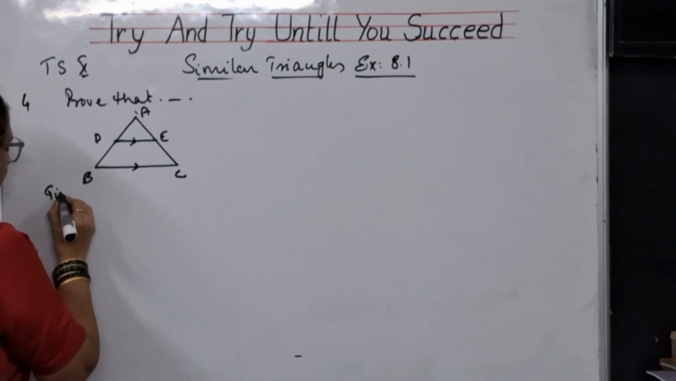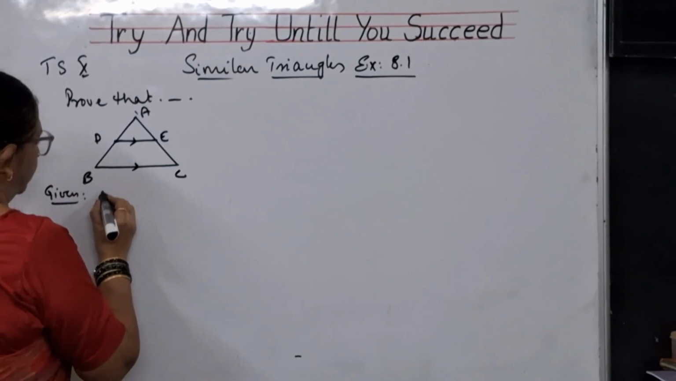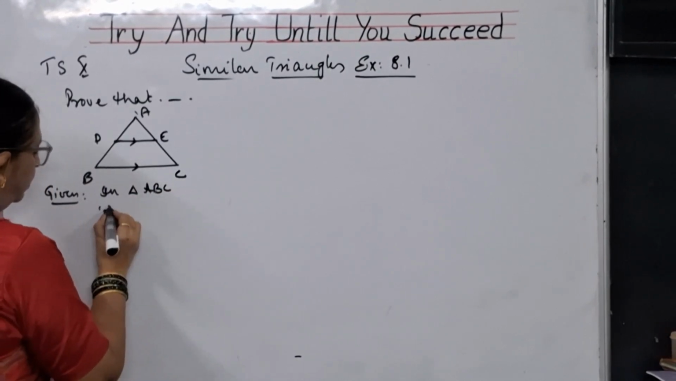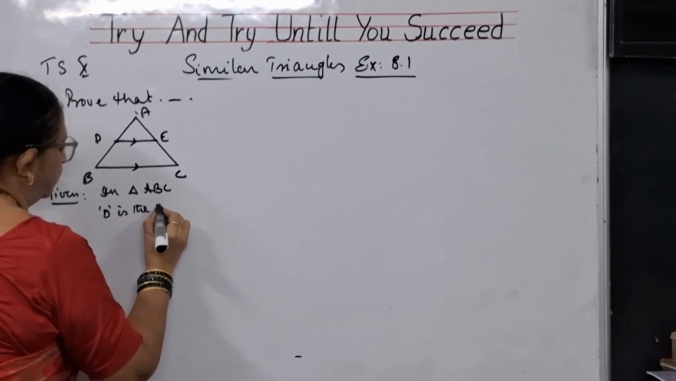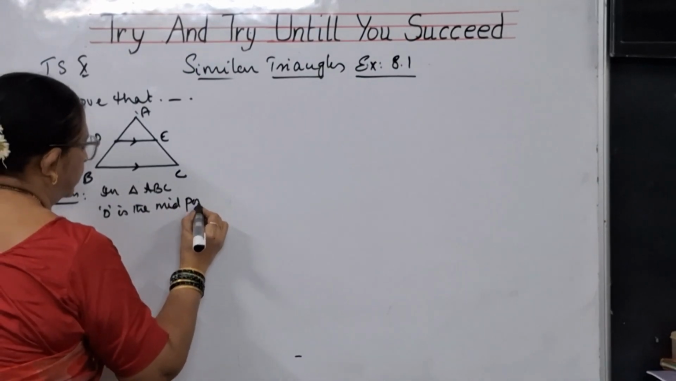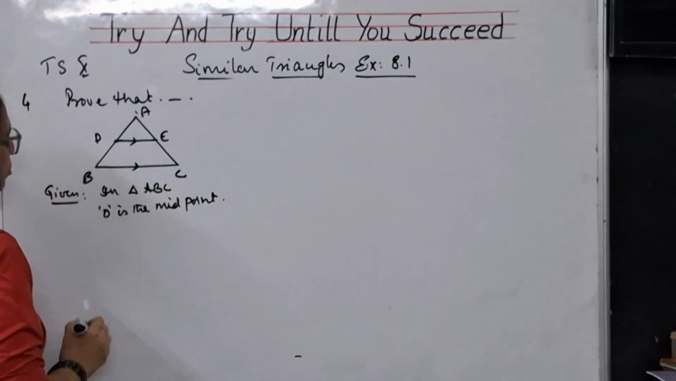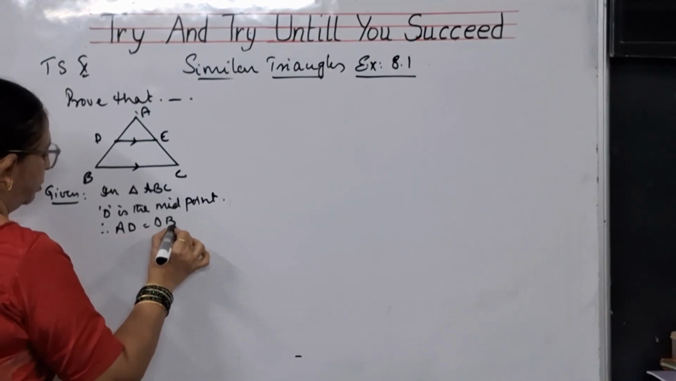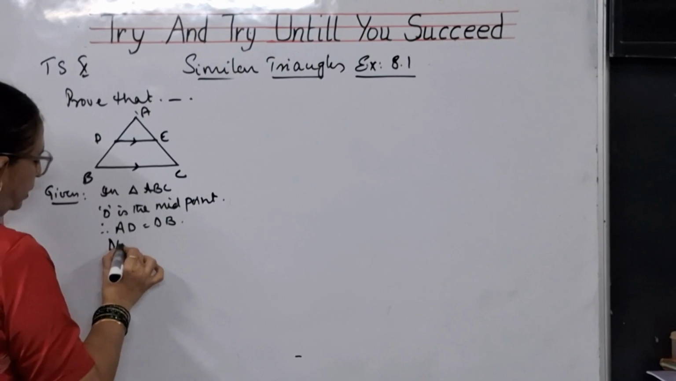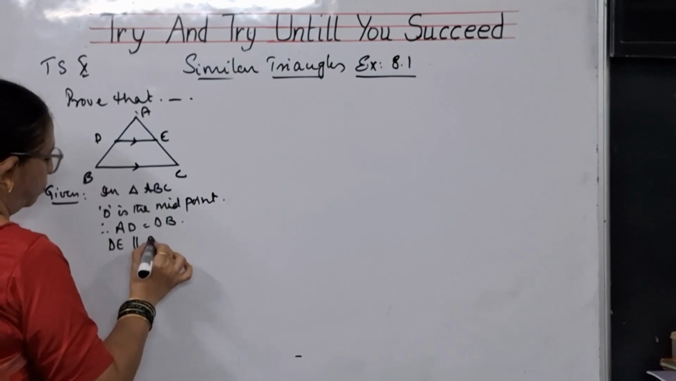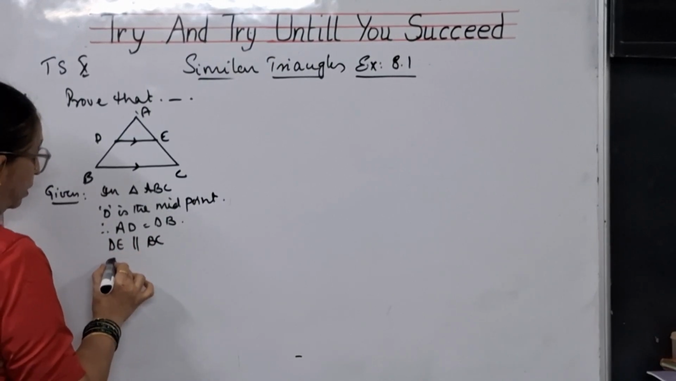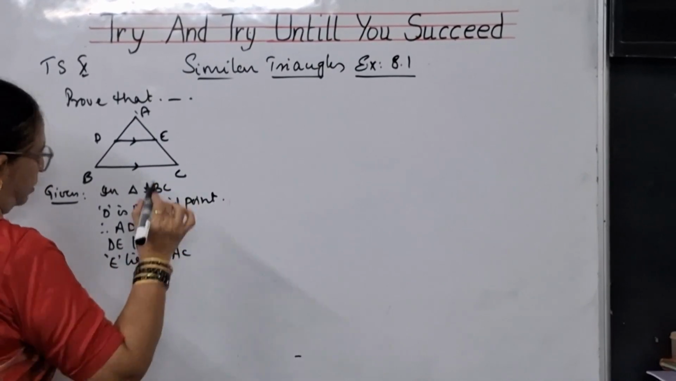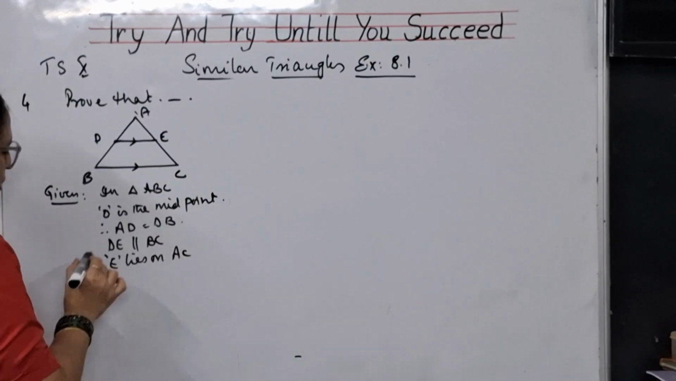So what is given to us? In triangle ABC, D is the midpoint. D is the midpoint means what? AD is equal to DB, and DE is drawn parallel to BC and E lies on AC. Okay. Now, what you need to do?